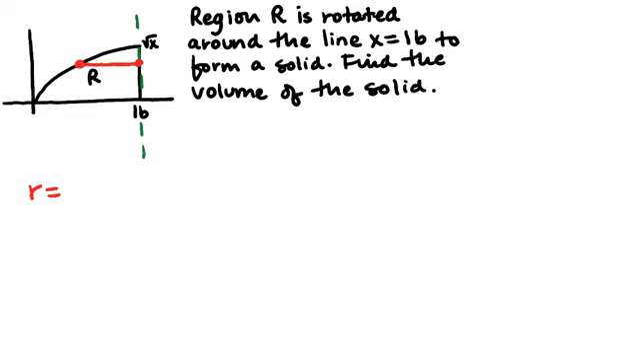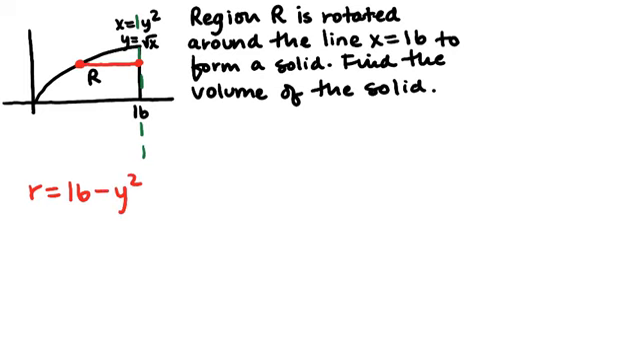So right is x equals 16, and left is x equals, well, we don't have x equals. We have y equals the square root of x. So if I squared both sides, I would say x equals y squared. Okay, so right is x equals 16, left is x equals y squared. Okay, so I've got myself a radius.